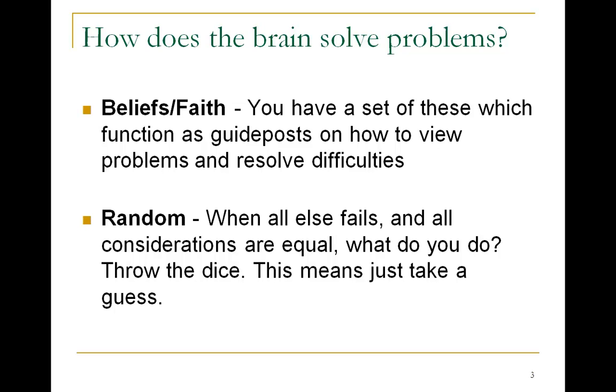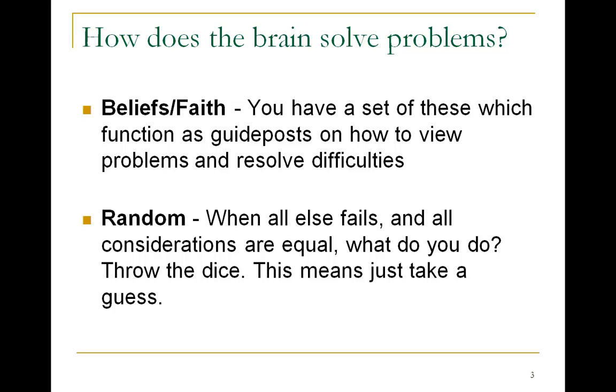We have to begin with how your brain solves problems. There are several components to the way your brain works, and we'll go through them all. There's about 6 in total. Beliefs and faith. You have a set of these, know it or not, deny it or not. They serve as the guideposts on how to view problems and to resolve difficulties.